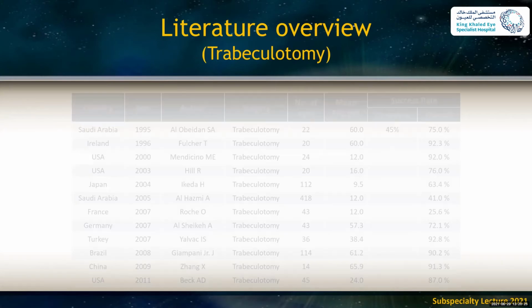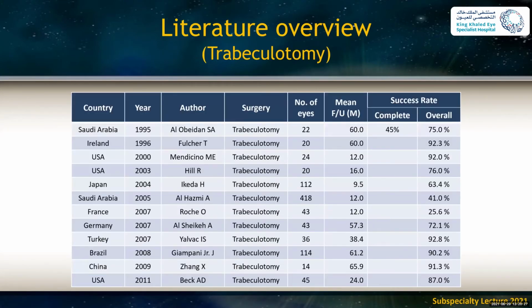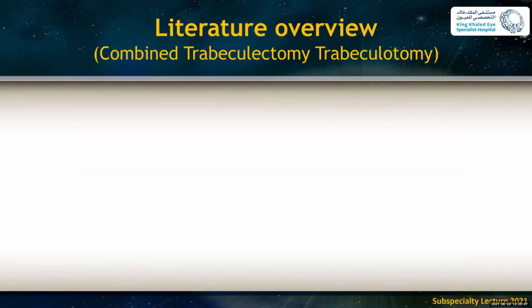So what does the literature say about trabeculotomy? When you look here, if you exclude the study from France and the Hazmi study, as you will see later on, in most of the studies the overall success rate is comparable, ranging from 70 to, say, 90 percent or so. But again, the success rate is governed by the size of the series, by the follow-up period, and so on.